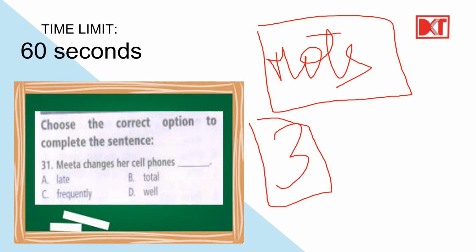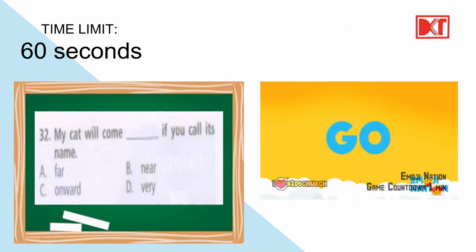So here, Meeta changes her cell phones dash. A, late. B, total. C, frequently. D, well. The correct answer is C, frequently. It answers the question of how often, adverb of frequency. Now for the others, A, late, this is an adjective. B, total. And D, well. Well is also an adverb, but not appropriate here because we are talking about frequency.